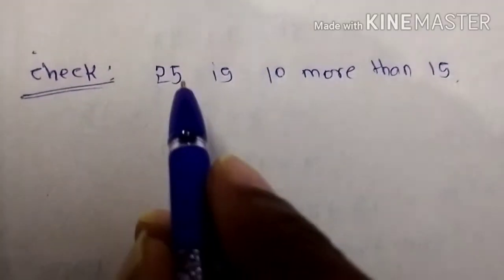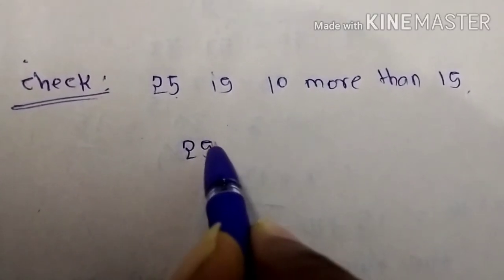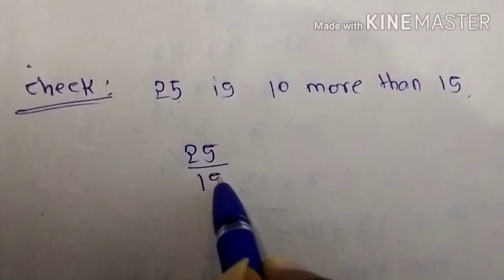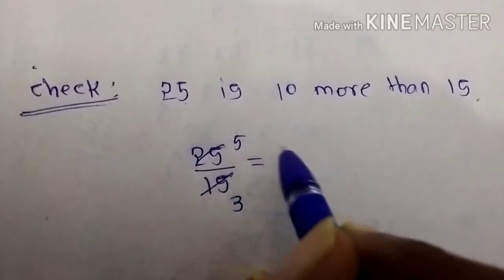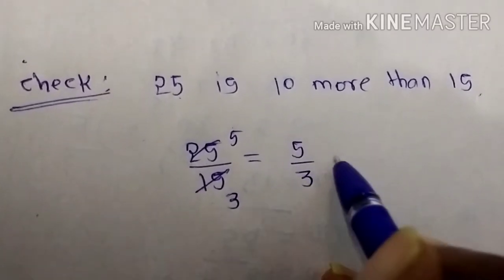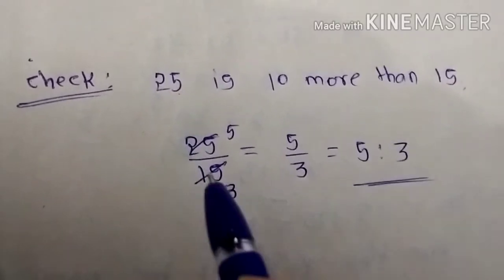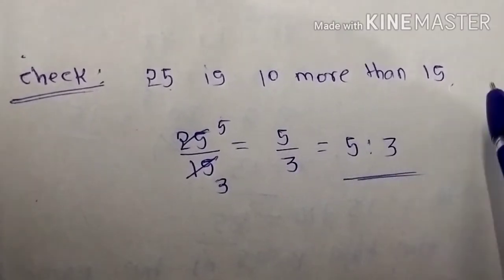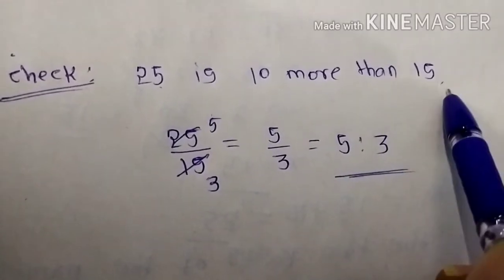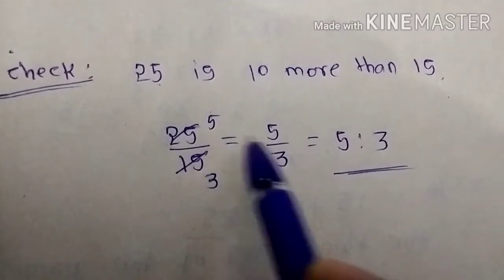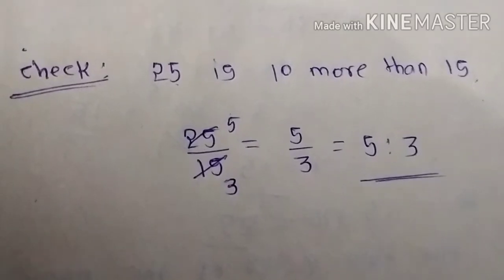And also, what is the ratio of 25 and 15? Just see here, 25 by 15. That means 5 threes are 15, 5 fives are 25. Are you getting 5 by 3? That means it is 5 is to 3. So one part is 10 more than the other, and the ratio of the two parts is 5 is to 3. So this is your verification.